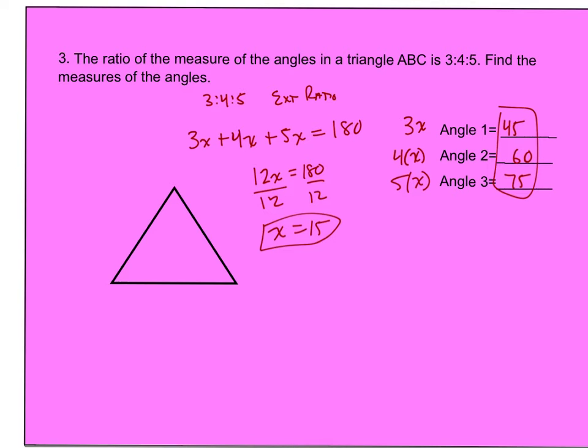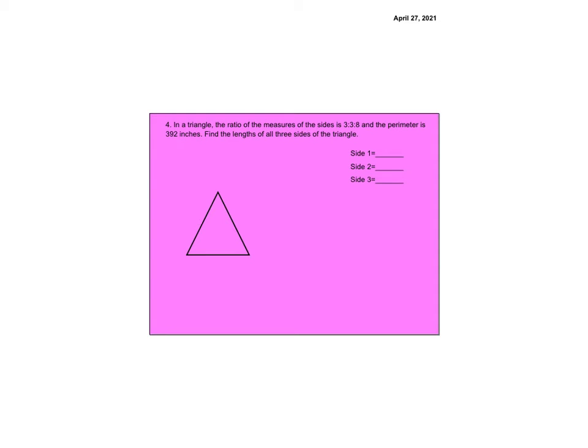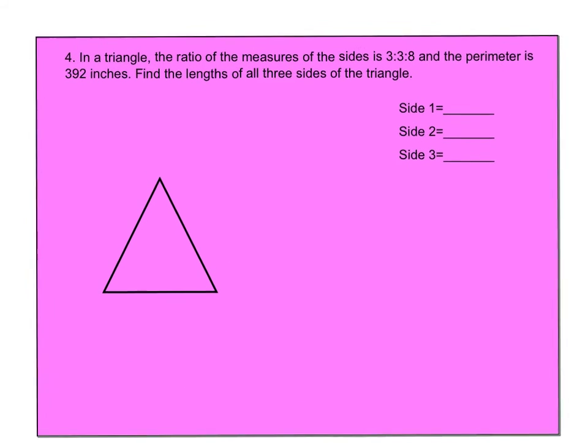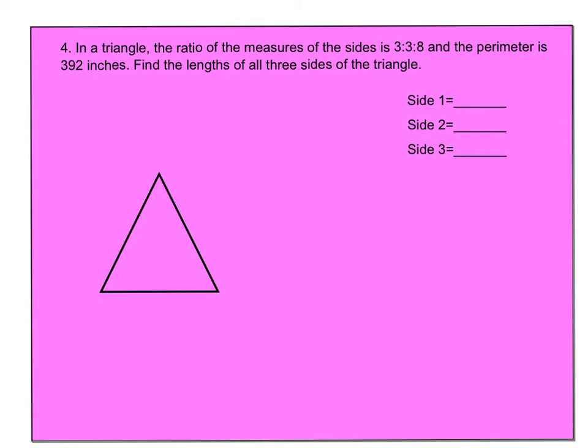Okay, so that's what I do there. All right, so now we're going to sides of a triangle. So we'd have 3x, 3x, 8x. So it's an isosceles triangle. But now they tell me that my perimeter is this. So 3x plus 3x plus 8x equals 392. Okay, so remember, 3 times some number, 3 times some number, 8 times some number, all that's got to add up to 392.